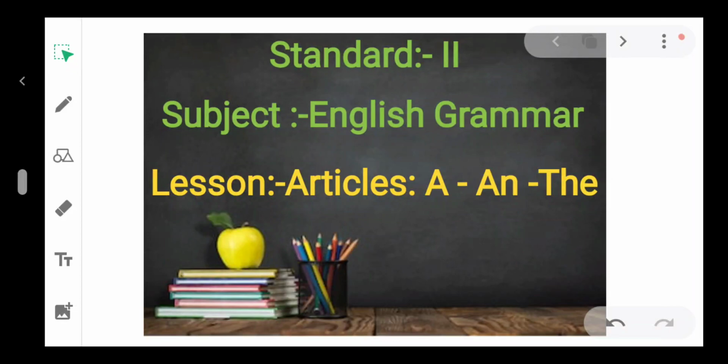Today in English grammar we are going to learn about a new lesson: articles a, an and the. What is the name of the lesson? Articles a, an and the. First of all, we will know what articles are and where we use them.